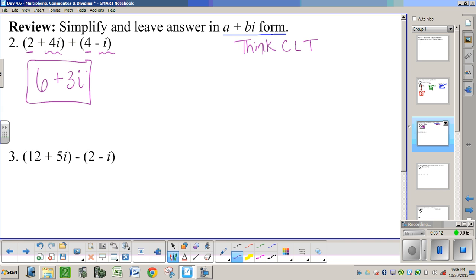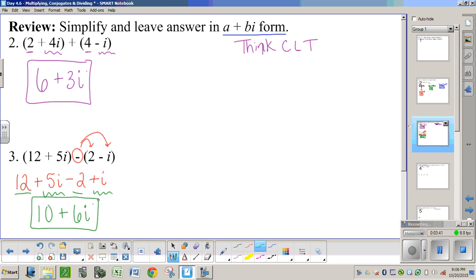Now, at number 3, you have to be careful because you have this negative here. So think about distributing that negative. If I wanted to drop my parentheses, I could say 12 plus 5i, distribute the negative, negative 2 plus i. From here, I can combine my like terms. So I have a positive 12, negative 2, that's going to give me a 10. And then our imaginary unit, 5i and positive i, that's going to give me a positive 6i. So 10 plus 6i is going to be the result when we subtract those two together.